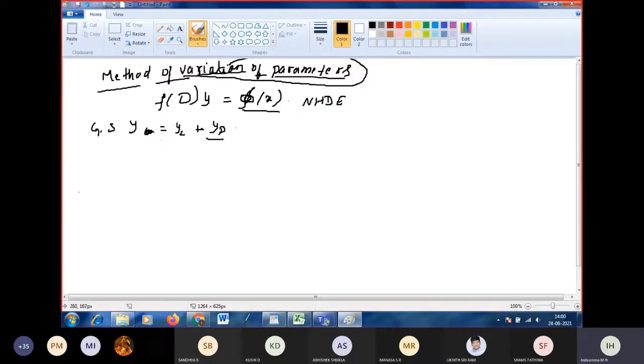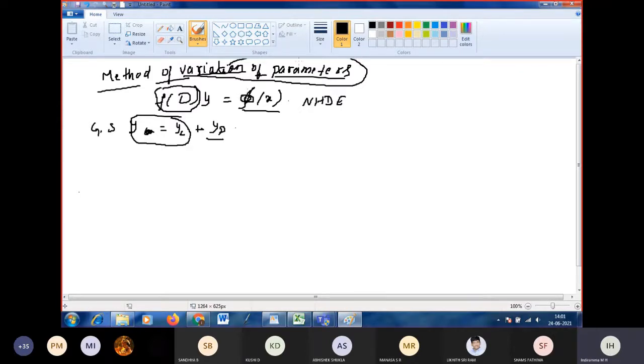But here we are not going to find YP. YC itself we are considering as a general solution, but we do the variation of parameters in that particular YC to make it a general solution. How can we do it? The LHS is the same as in type 1, type 2, type 3. Here the RHS may be secant ax or tan ax, other than the standard forms of type 1, type 2, type 3. Here also there are some restrictions.